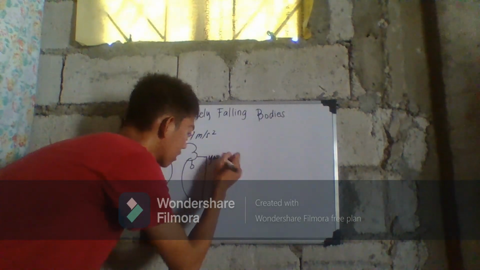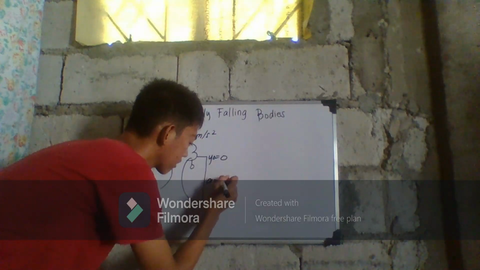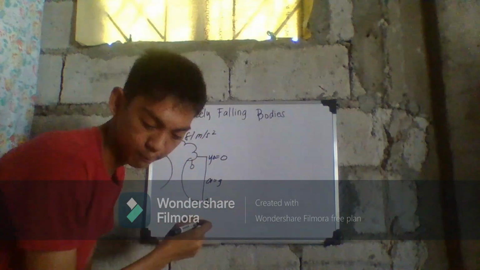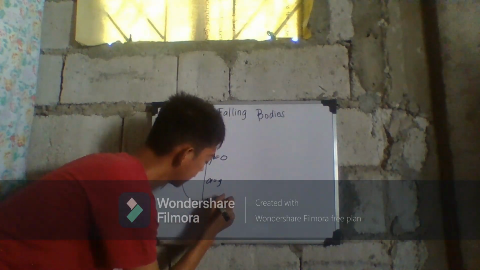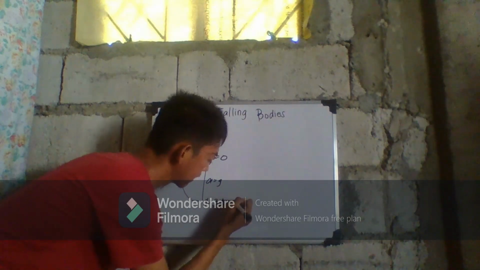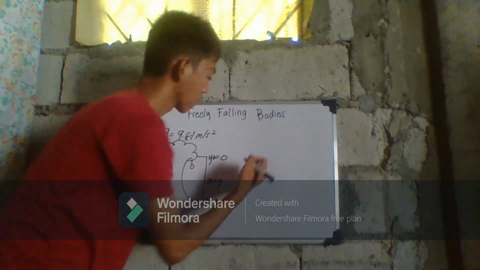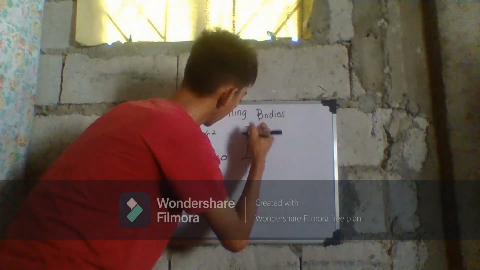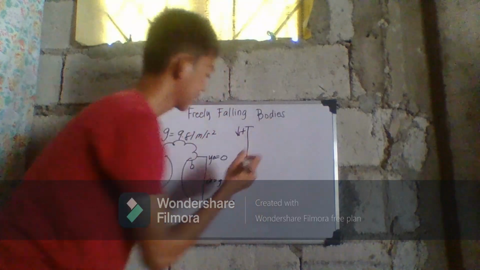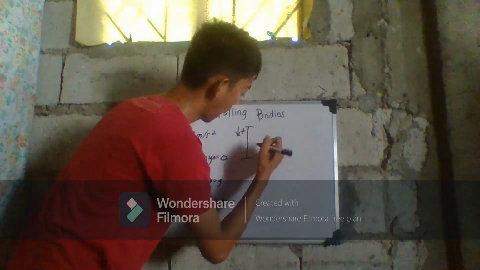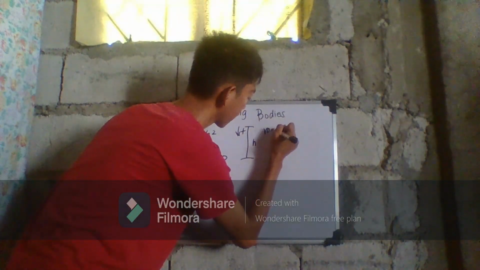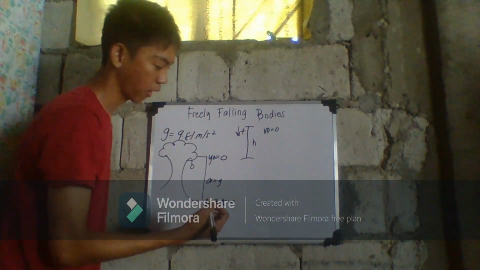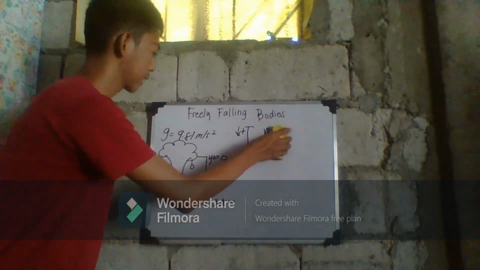y sub 0 is equal to 0. a equals g. So, y is equal to 3.15 meters. 3.15 meters. As for our height, we have a height that is positive, downward. v sub 0 is equal to 0. So, let's try this.